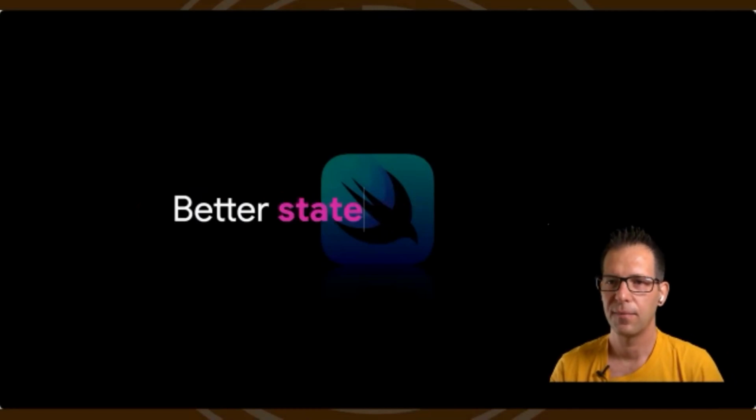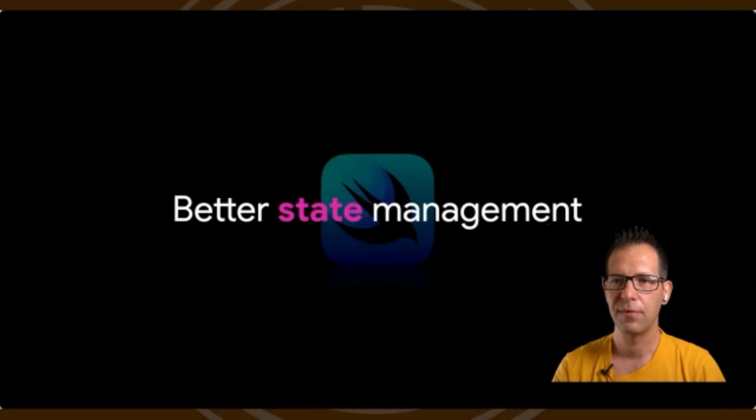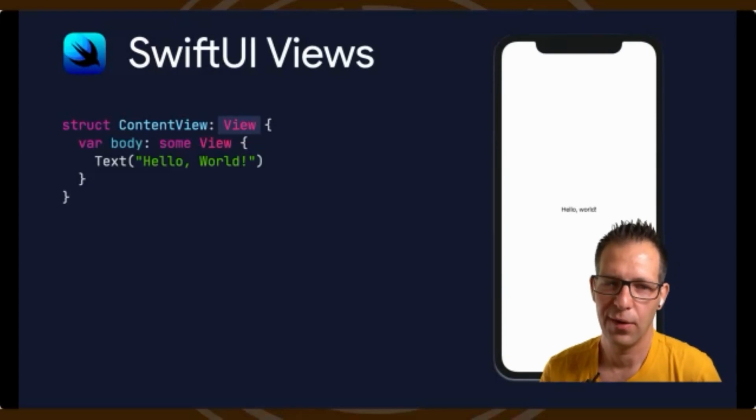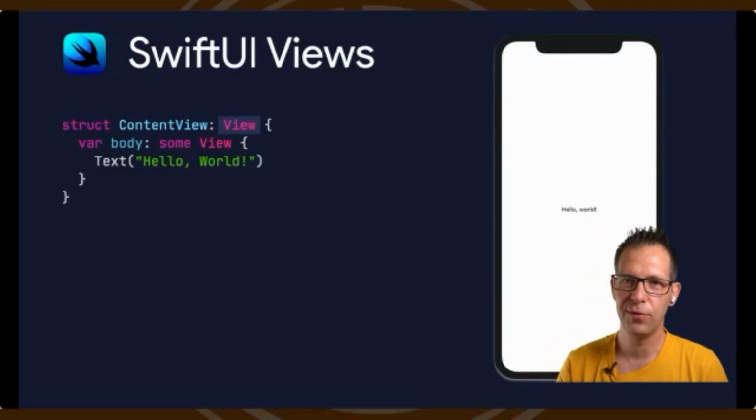Another thing that is amazing about SwiftUI is it gives you better state management. So the UI is a function of its state, which means that as you change the underlying data, the UI will update automatically. And as many of us know, this is like a huge deal.